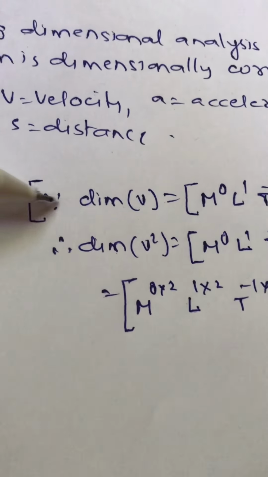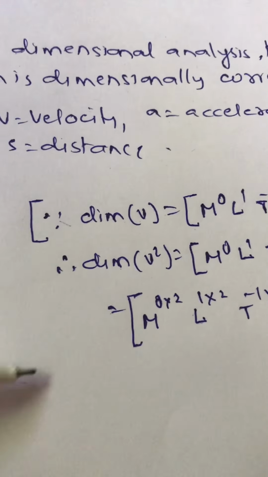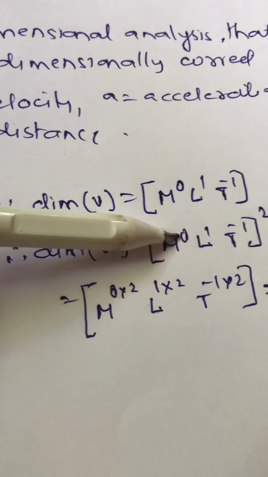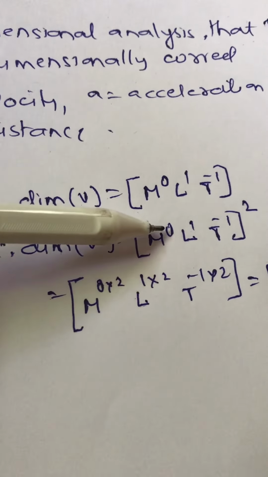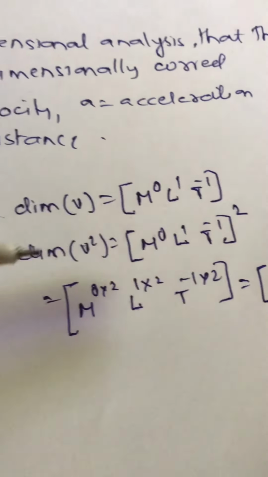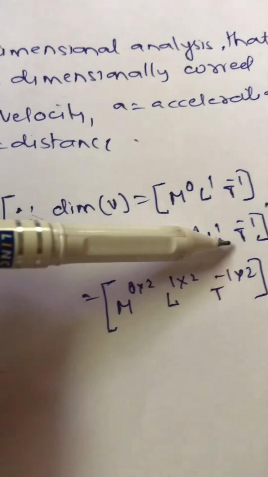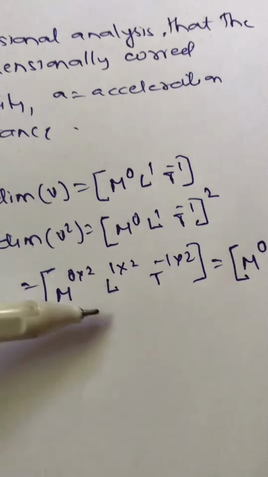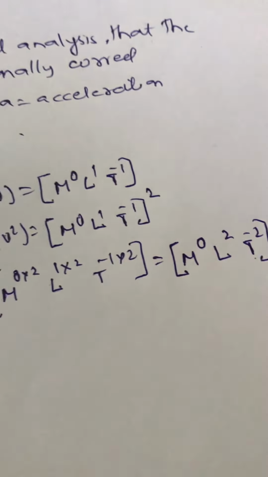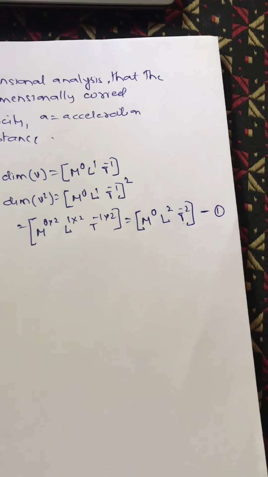Now how did I get L^2 T^-2? Look at this. The dimension of v, what is it? M^0 L^1 T^-1. So therefore dimension of v square will be equal to [M^0 L^1 T^-1] the whole square. So you multiply these indices by this number 2: M^0 into 2, L^1 into 2, T^-1 into 2. So what do you get? M raised to 0, L raised to 2 and T raised to -2. So this is your left hand side. Name this as equation number 1.